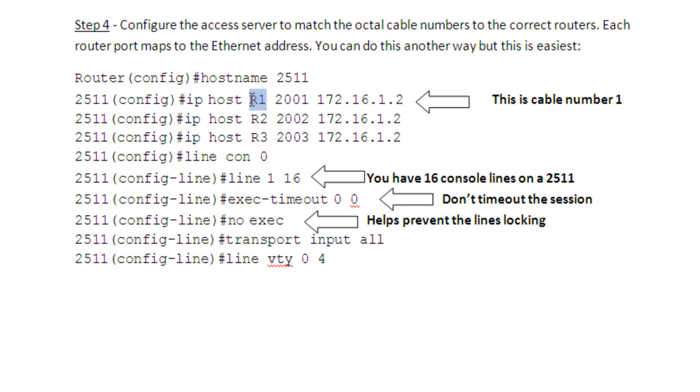Now we could connect using the host name, but for the purposes of just setting this up for home, I'm not going to do it from here. If you're on the router, you could just type R1. So if you telnet to your terminal server, you could type R1 and it would open up router 1.